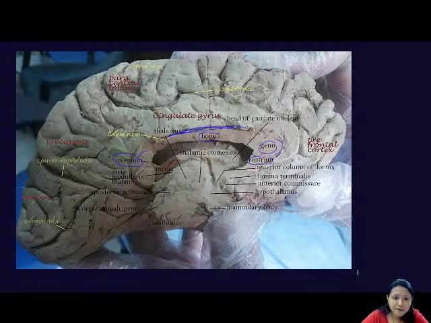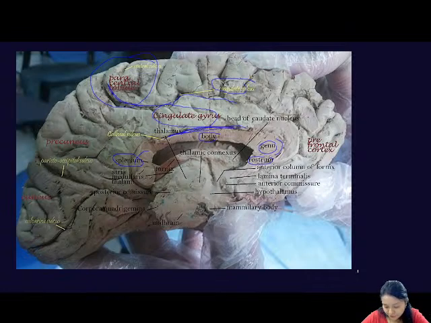Above the callosal sulcus, you have a gyrus, and that gyrus is known as the cingulate gyrus. And above that, you will have a sulcus that is known as the cingulate sulcus. Now the cingulate sulcus is sending a twig above. The lobule around this twig is known as the paracentral lobule. This lobule is important because it is responsible for micturition and defecation.